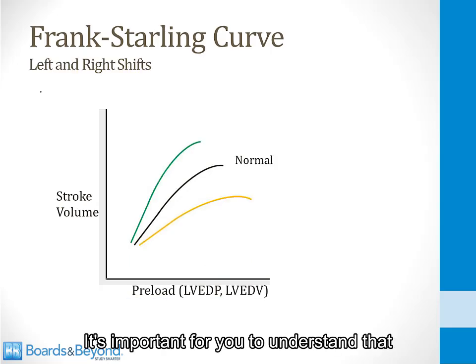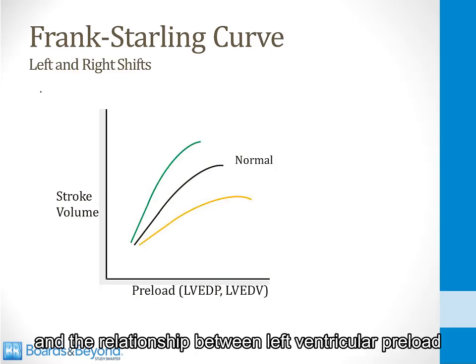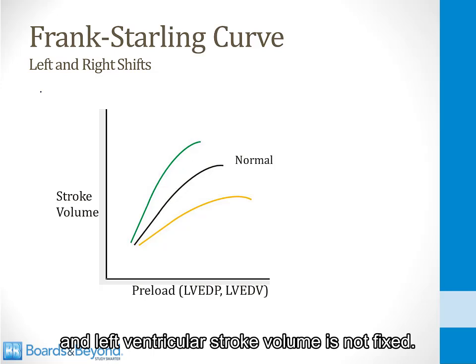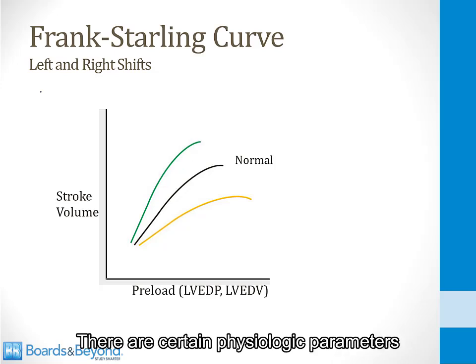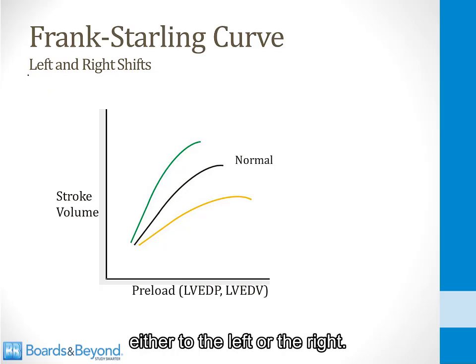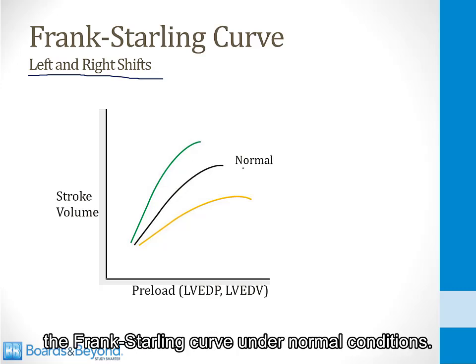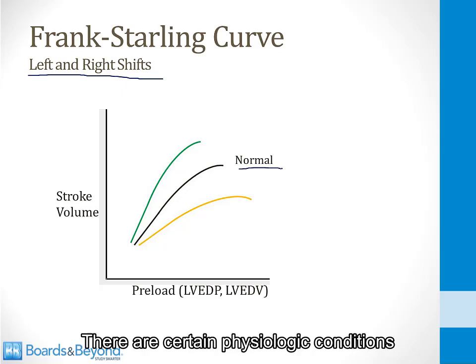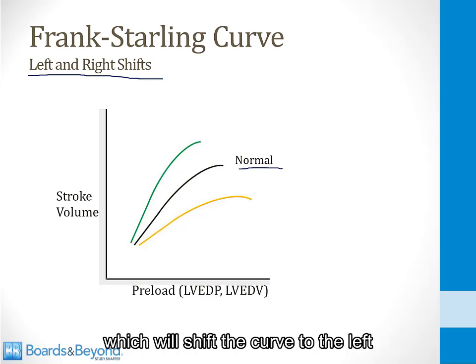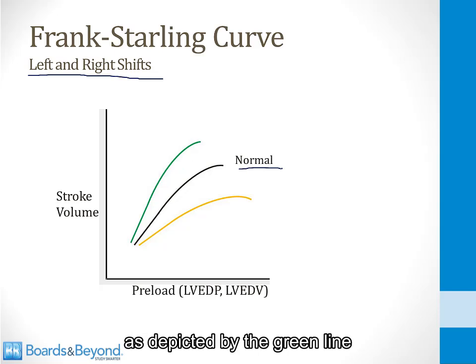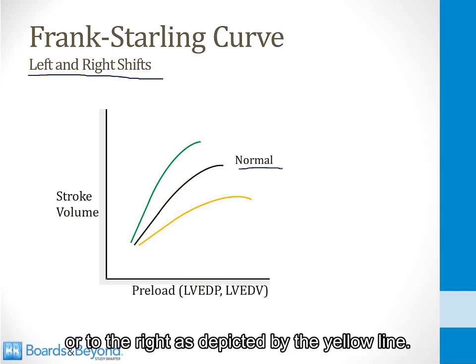It's important for you to understand that the Starling curve and the relationship between left ventricular preload and left ventricular stroke volume is not fixed. There are certain physiologic parameters which can shift the curve either to the left or the right. For example, on the screen here, imagine that the black line depicts the Starling curve under normal conditions. There are certain physiologic conditions which will shift the curve to the left as depicted by the green line or to the right as depicted by the yellow line.